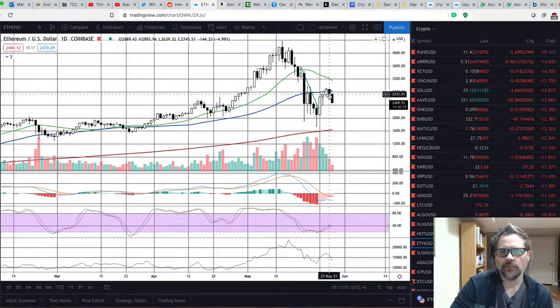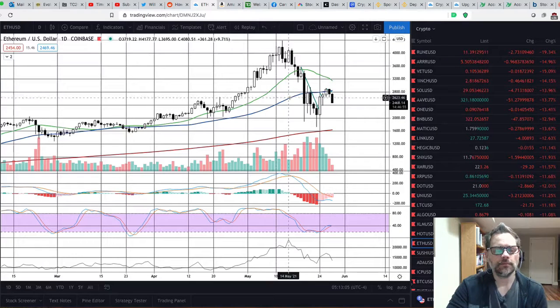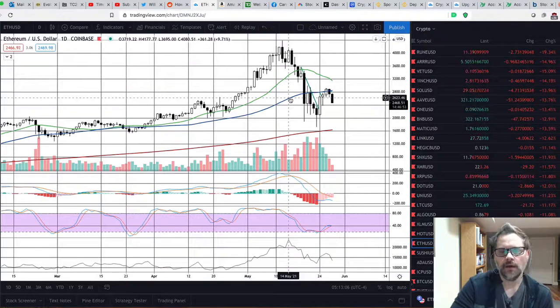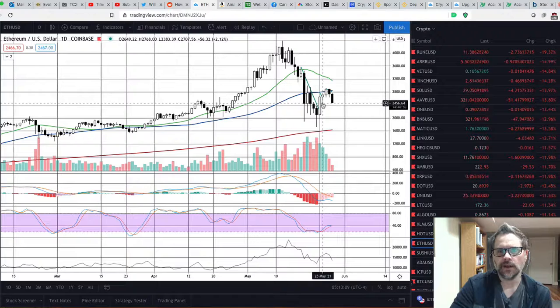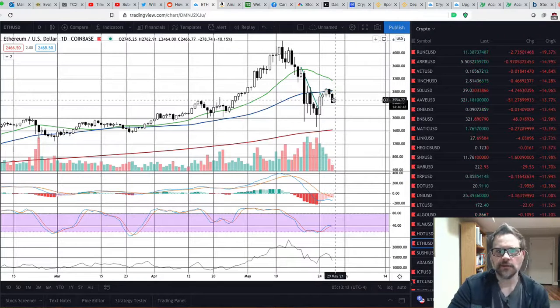So now at this point we are below the 50-day moving average. This chart switches from day to day at 8 o'clock p.m. So this candle is as of 8 p.m. last night.